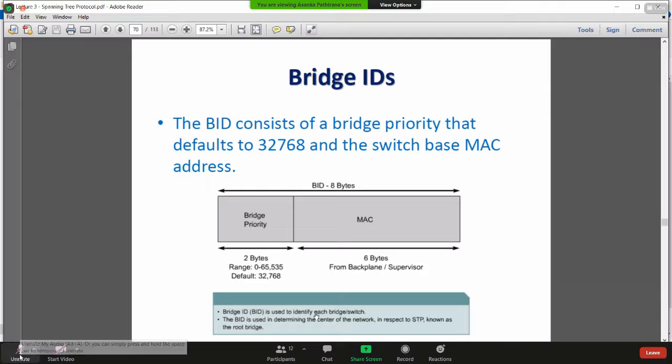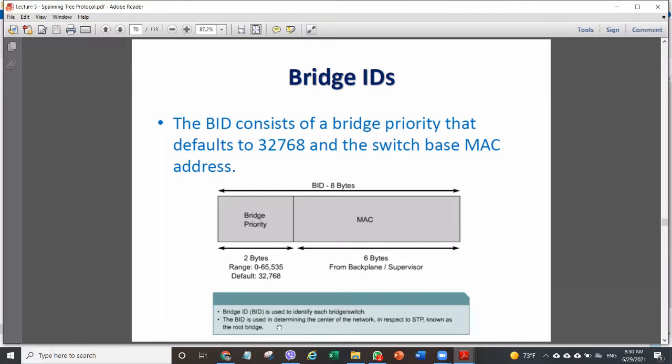Yes, sir. Then the bridge ID is used to identify each bridge or switch. The bridge ID is used to determine the center of the network in the spanning tree protocol, known as the root bridge. So the center of the network is introduced as the root bridge, not the physical center. It depends on the transmission media, bandwidth or priority level. Likewise, the algorithm considers many things. However, once we consider the root, it is the one that coordinates the entire network for that particular instance.